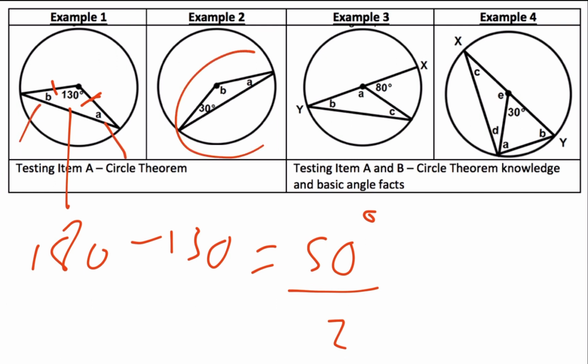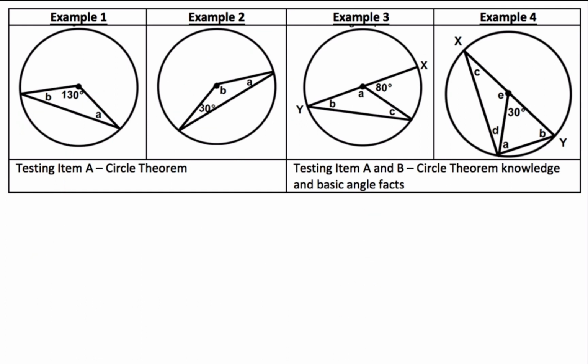Okay, again, you can do the same here. If that's 30 degrees, then this side here must be 30 because it's an isosceles triangle, so you should be able to work out B. Here, for example 3, if that's 80 degrees, angles on a straight line, remember, at a point. If that's 80 degrees, then that A must be 100 to make 180, and then you should be able to work out B and C because it's an isosceles.